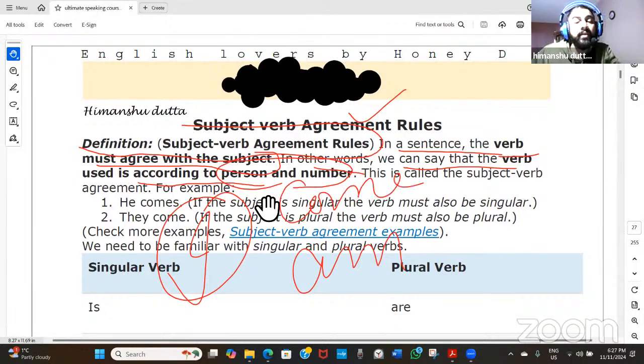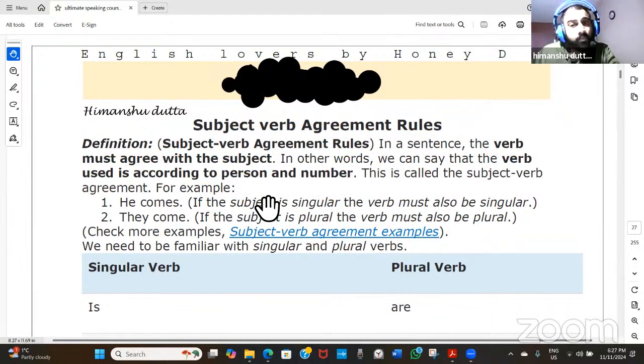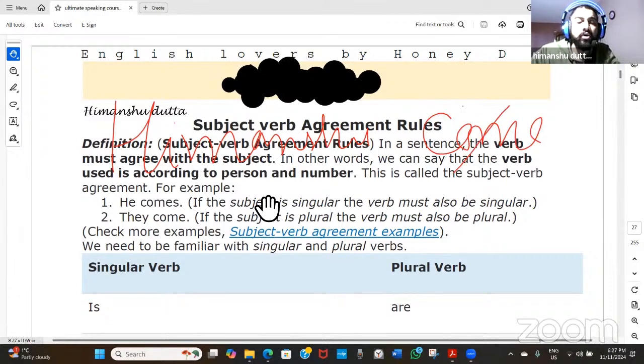We can say I come. I comes is wrong. Comes is a singular verb which comes with a singular subject. That can be he or one person. But if I'm writing my name, and I write Himanshu come, that is wrong. Then there would be comes. But when we say I instead of writing my name, then I would say come.